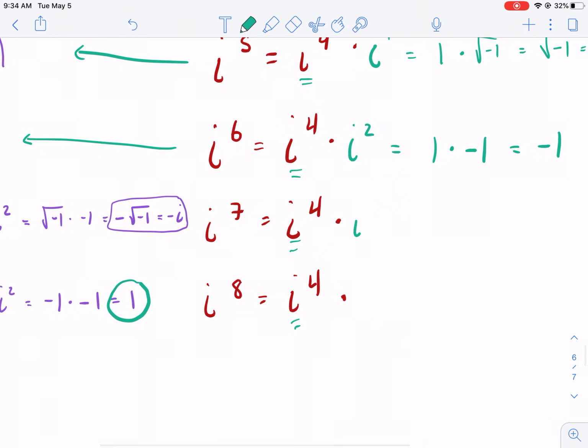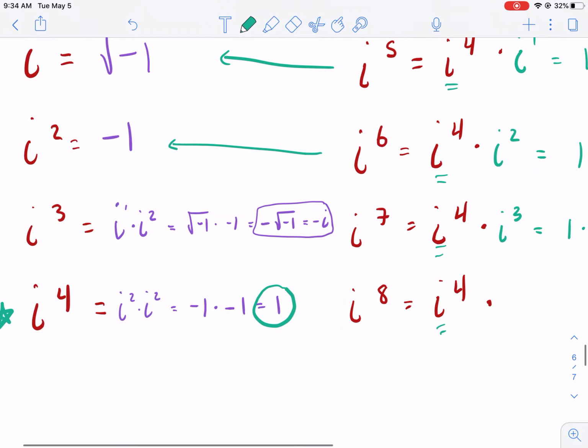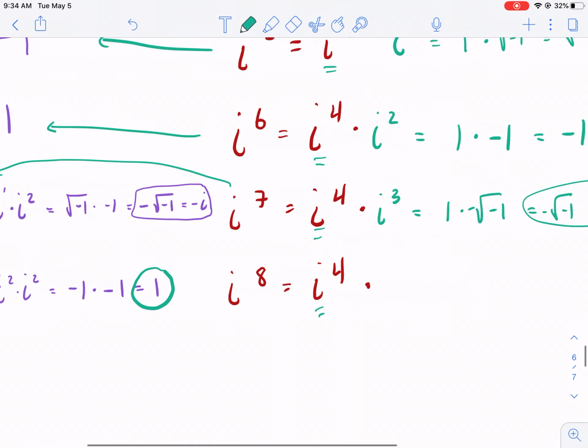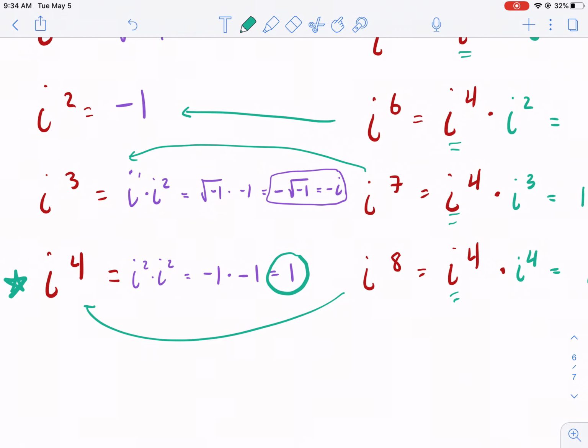i to the seventh, likewise, is i cubed. So that's 1 times the square root of -1, which is just the negative square root of -1. So we just get the negative square root of -1, or negative i, for our answer here. So i to the seventh is the same as i cubed. And then finally, we have i to the eighth, which is the same thing as i to the fourth times i to the fourth. Add exponents, 4 plus 4, 8. That's 1 times 1, or 1. So we get the same thing there.